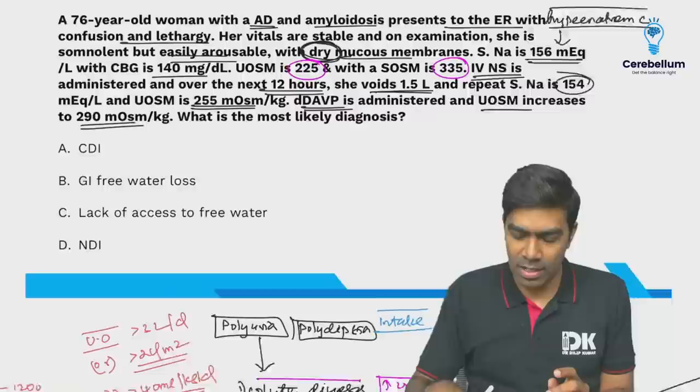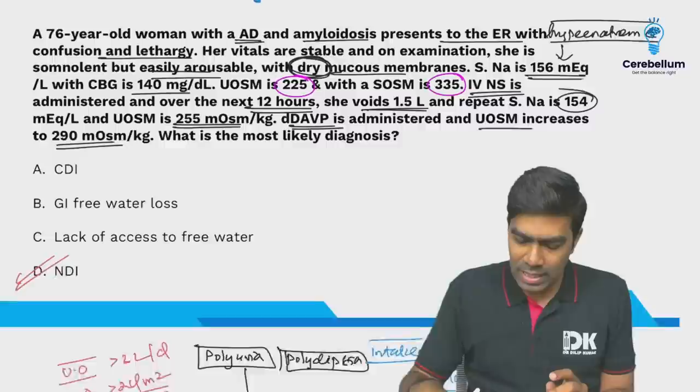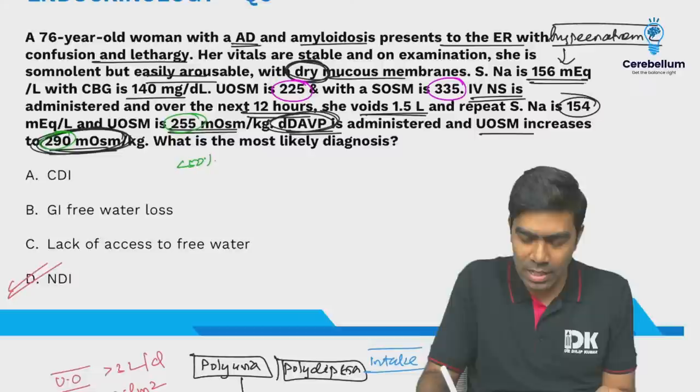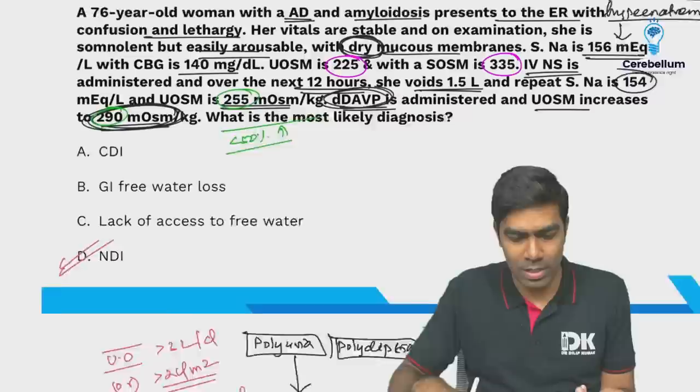Why? Here you can see that despite giving desmopressin, my urine osmolality is still less than 300. It is less than 300, 290. Or I can compare the 255 and 290. How much has it increased? It is increased by less than 50%. You can easily say, so less than 50% increase after giving desmopressin. And obviously, urine osmolality is less than 300 even after giving desmopressin, that confirms it is nephrogenic diabetes insipidus.